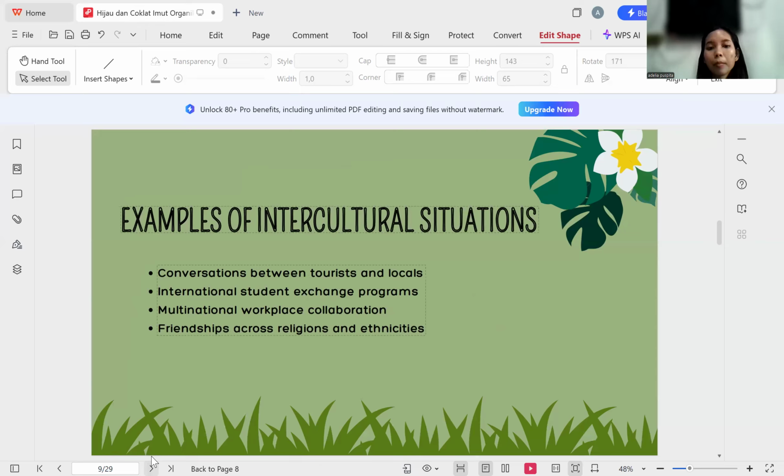So these are examples of intercultural situations, like a conversation between tourists and locals, an international student exchange program, multinational workplace collaboration, or a friendship across religions or ethnicities.